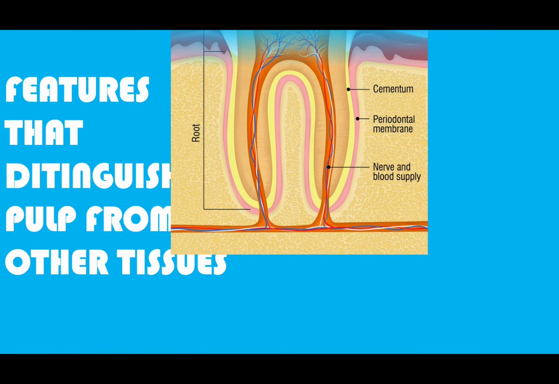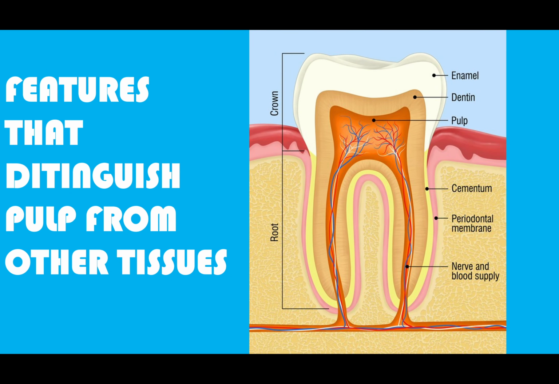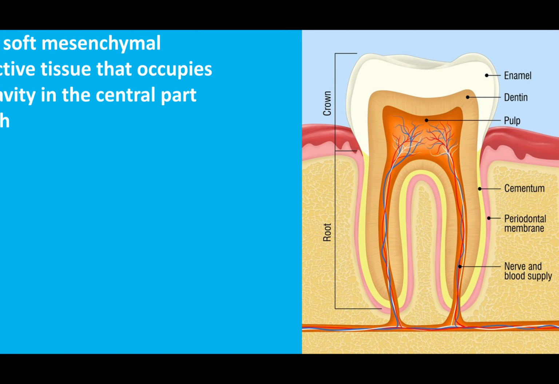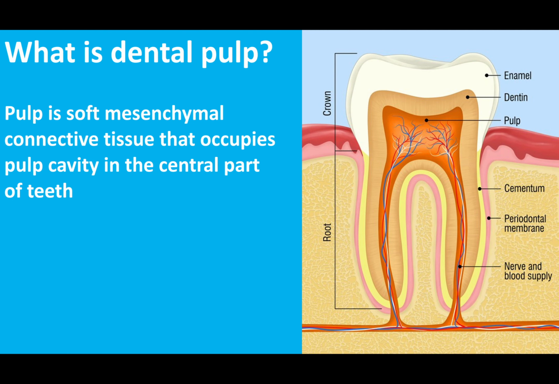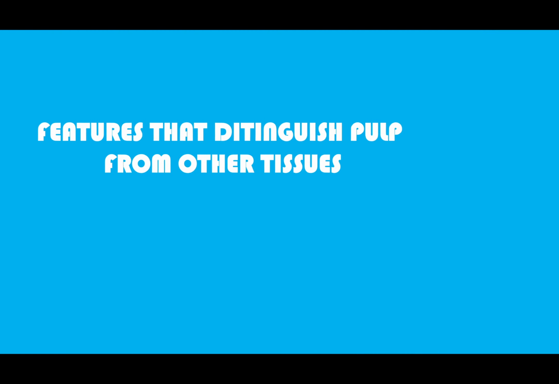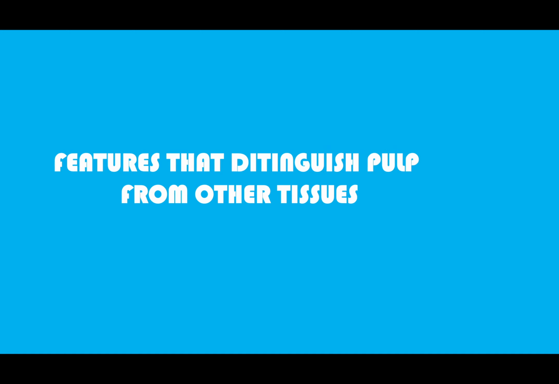Today the topic we are going to talk about is features of the pulp that distinguish pulp from other tissues. So what is dental pulp? Pulp is soft mesenchymal connective tissue that occupies the pulp cavity in the central part of the teeth. So that was the definition of dental pulp, and going towards our main topic, that is features of the dental pulp that distinguish pulp from other tissues.